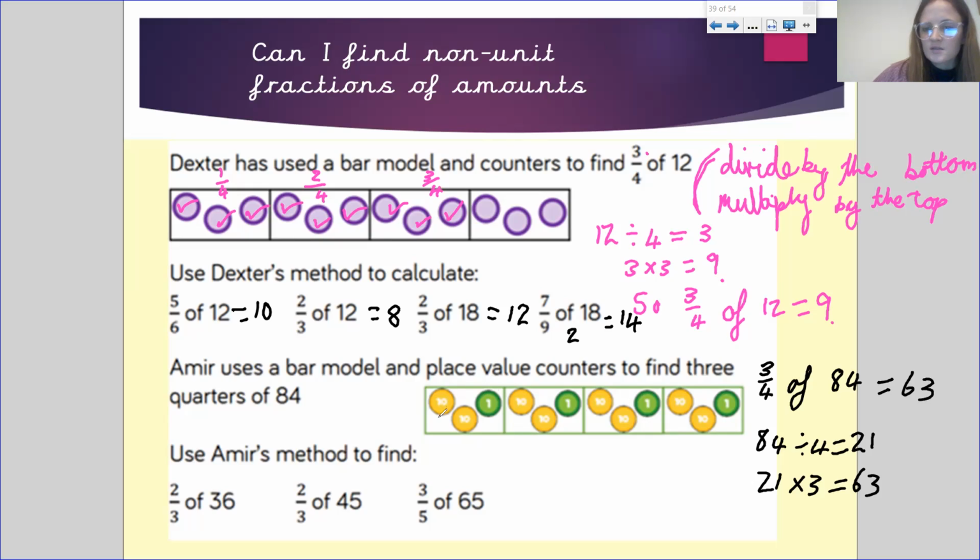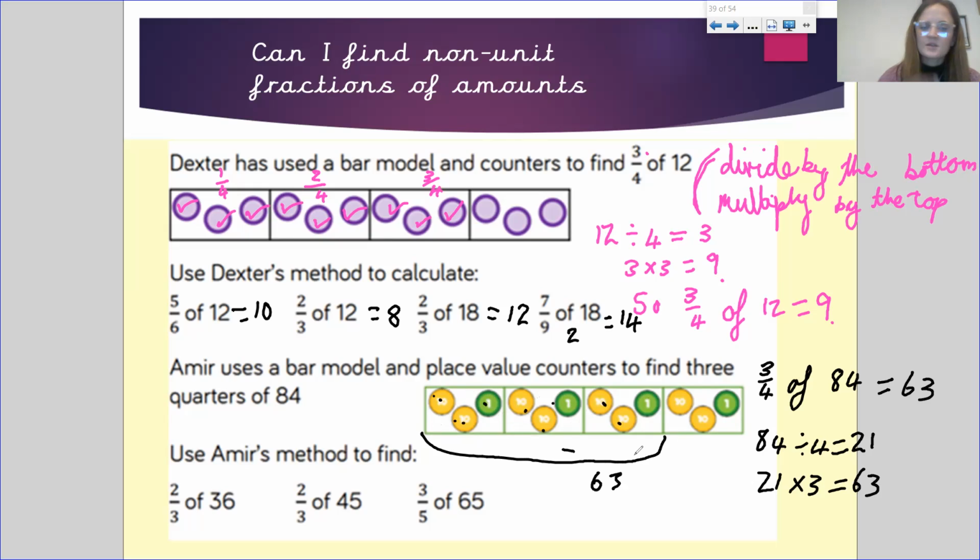And we can check this with his place value counters that he's used here. We've got 21 in each one of the quarters, and we need 3/4 of those. So that's 10, 20, 30, 40, 50, 60, 61, 62, 63. It is that amount there, which is 63.